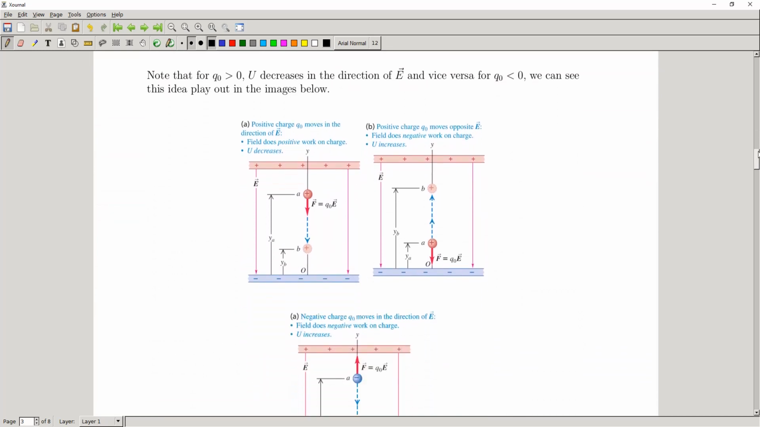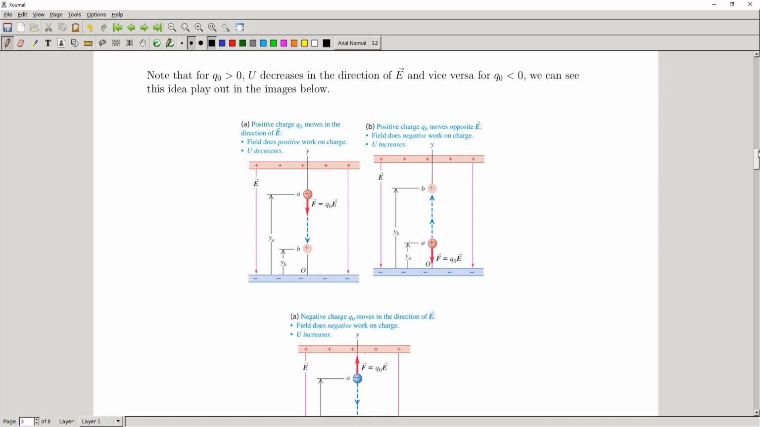Okay, so the textbook had some nice diagrams here of how our U increases or decreases depending on whether the charge is positive or negative in our electric field. But you can always just imagine it in analogy to gravity, right? If you're lifting something up and you're working against gravity, you're increasing this thing's potential energy, right? And if you lower it back down, it has less potential energy.